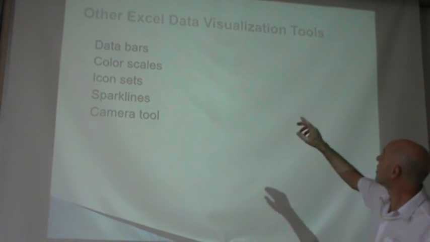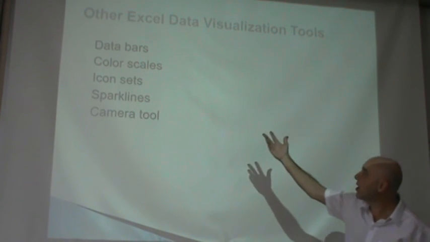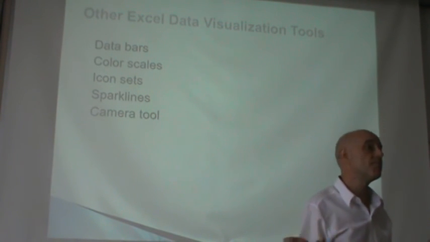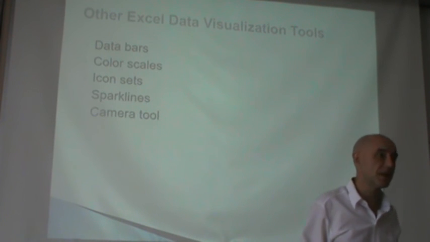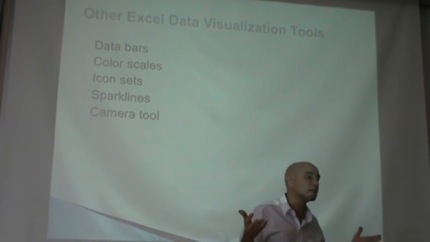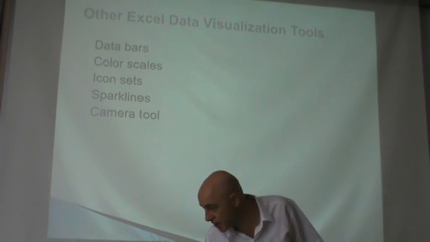You also have data bars, color scales, icon sets, sparklines, camera tools. We'll probably not use many or even any of these. All we need to learn is the main, maybe 5, maybe 10 types to show what you've got to show.